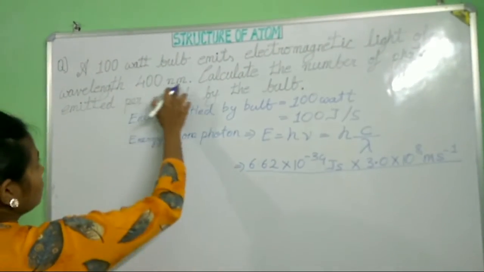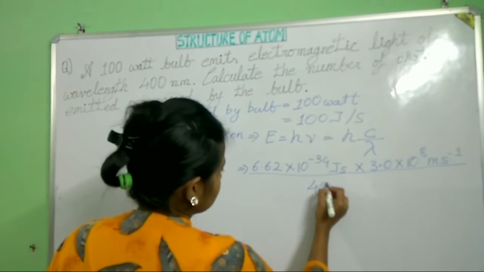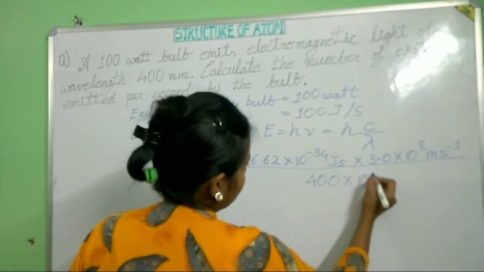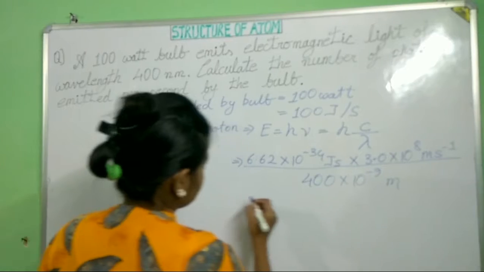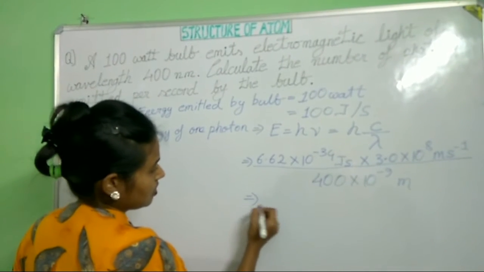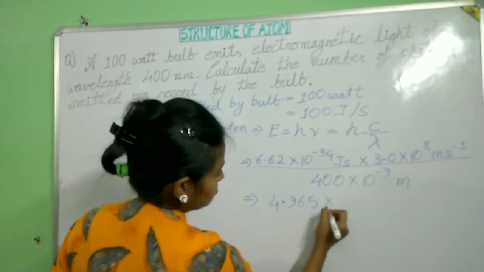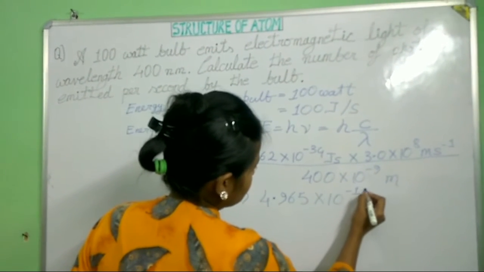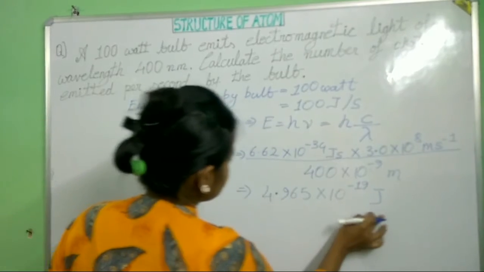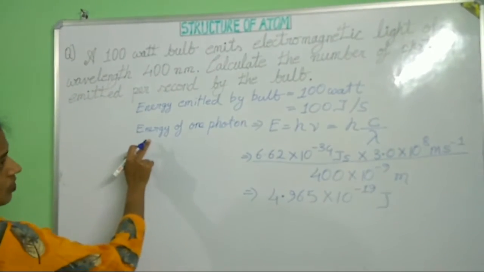What is the wavelength given? 400 nanometer. 400 nanometer means 400 into 10 to the power minus 9 meter. So if we calculate this, how much will we get? 4.965 into 10 to the power minus 19 joule. This is energy of one photon, right?